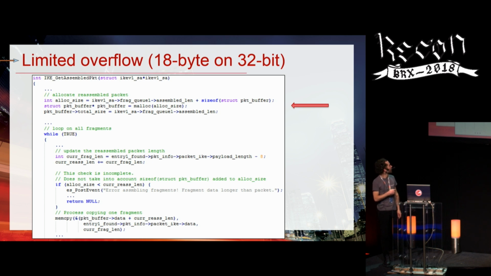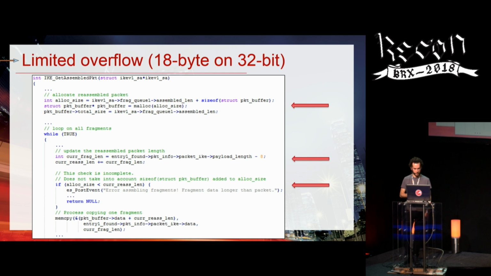But the problem is the alloc size is actually the accumulated length plus the size of the buffer, so it doesn't take into account the size of the buffer, meaning we have a capability to actually overflow up to the size of the buffer, even though they do a check. So we have a limited overflow. We are able to overflow up to 18 bytes on 32 bits and a little bit more on 64. But we are able to leverage IKEY fragments to overflow data.